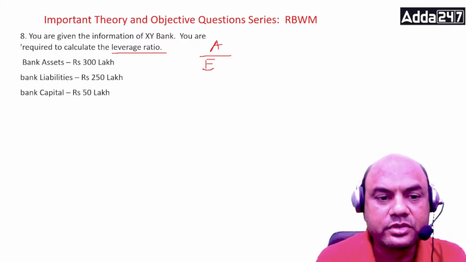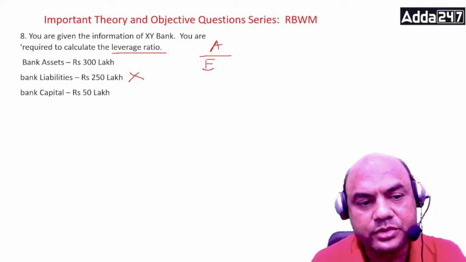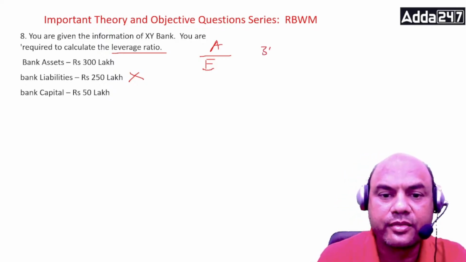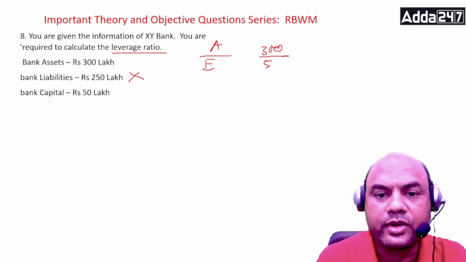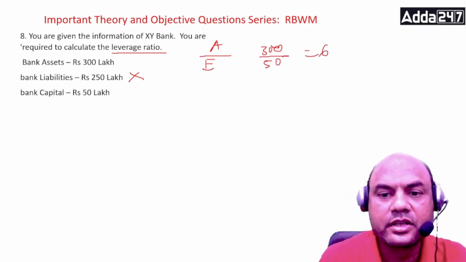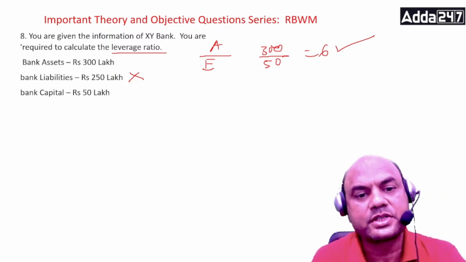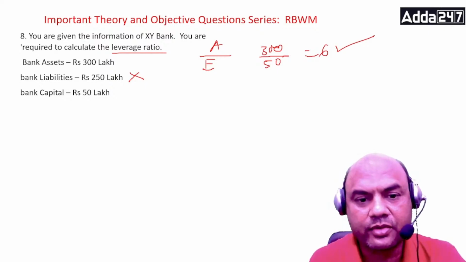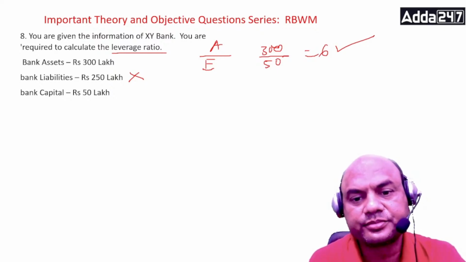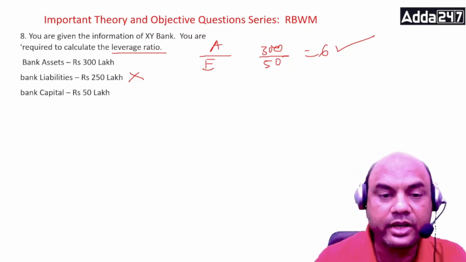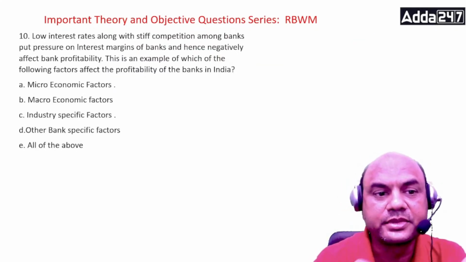Liability is of no use, so just cross this. Capital is 50 lakhs. So it is equal to 300 divided by 50, which is equal to 6. So your leverage ratio over here is 6. This is your answer. Got it, everyone? Clear? These numericals are very important. These are one-liners, but we don't know in the exam many a times.